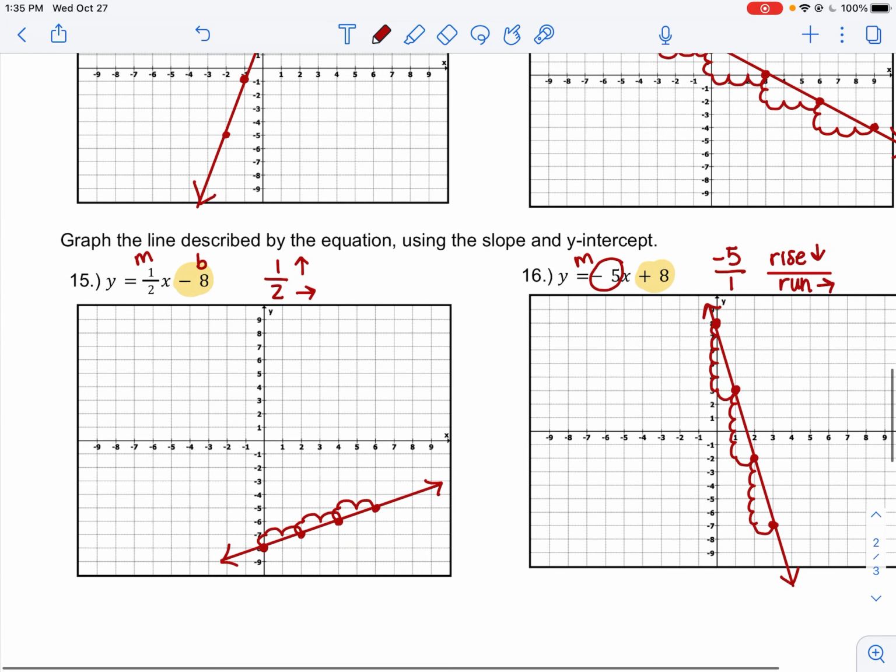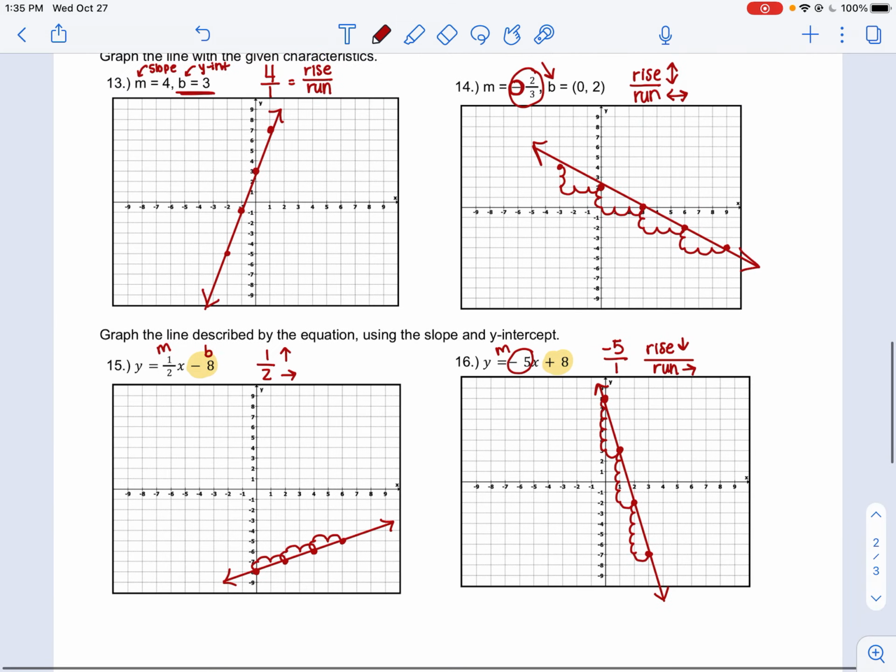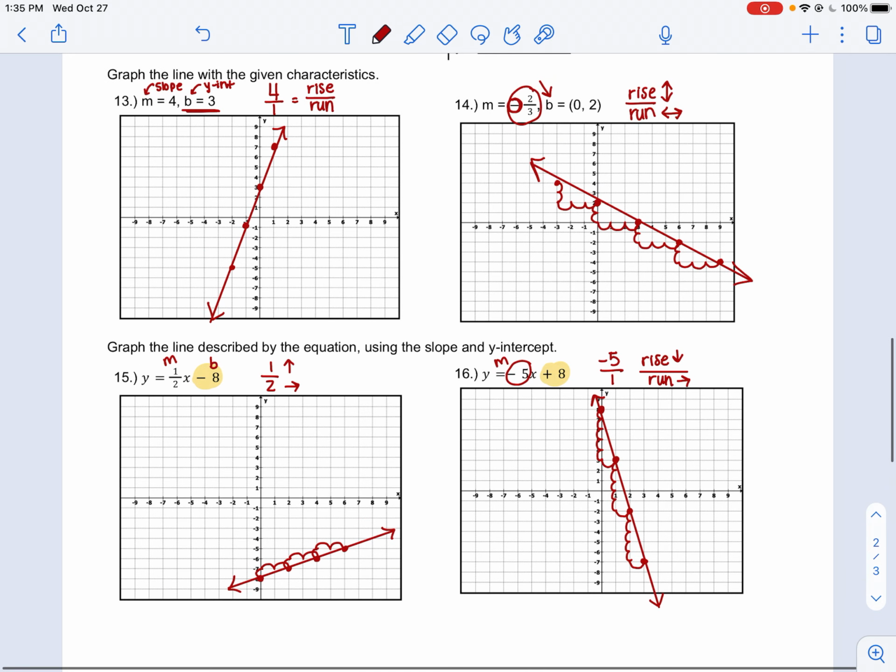And that is it for today. So all you had to do was graph it instead of us writing the equation from a graph. We have to understand how to graph the lines. Hope this video notes help. Make sure you are working on the practice after these notes.